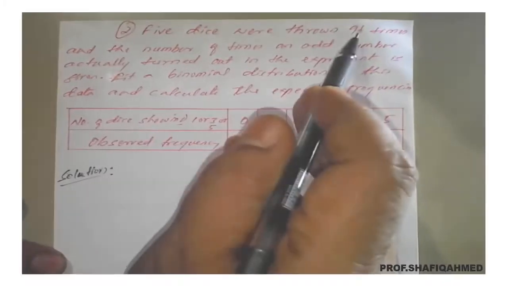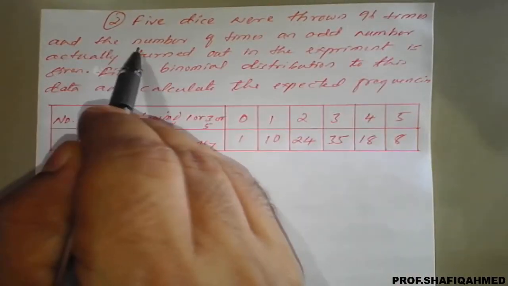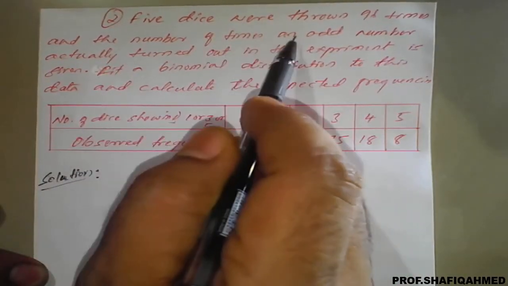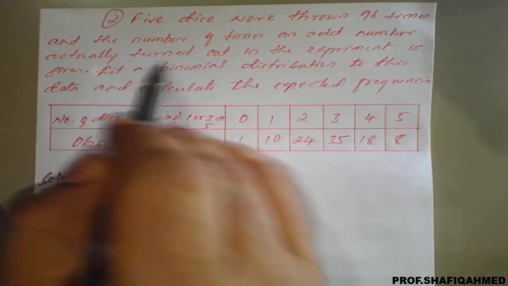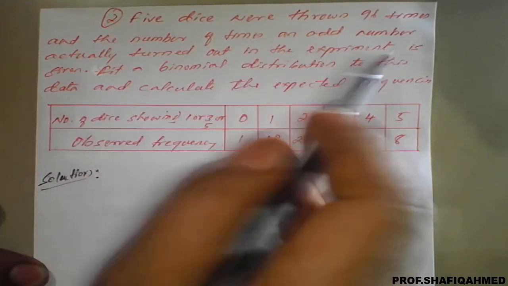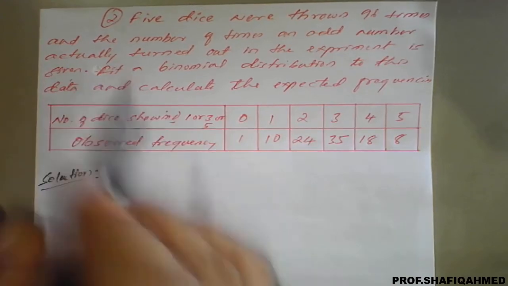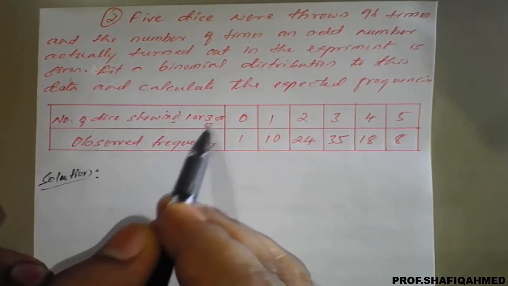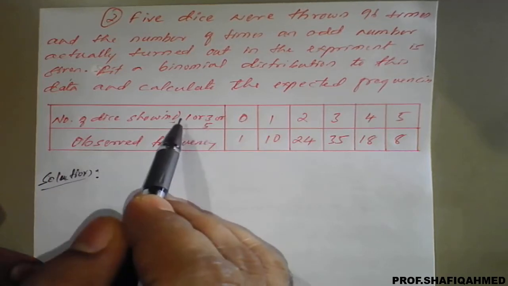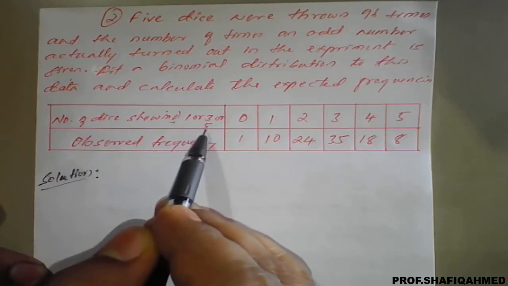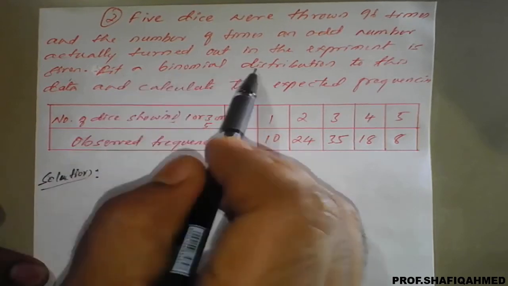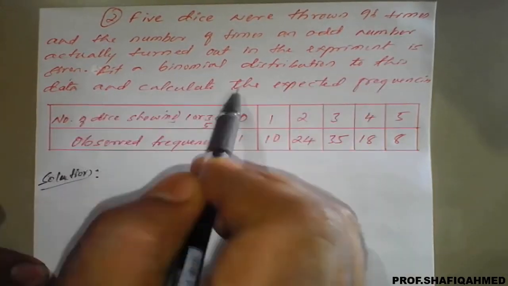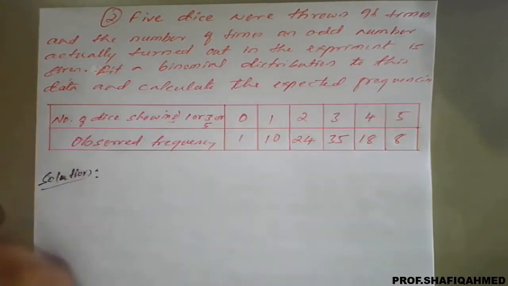5 dice were thrown 96 times and the number of times an odd number actually turned out in the experiment is given. Means 1 or 3 or 5, that is, on the top of the die we may get 1 or 3 or 5. Fit a binomial distribution to this data and calculate the expected frequencies.